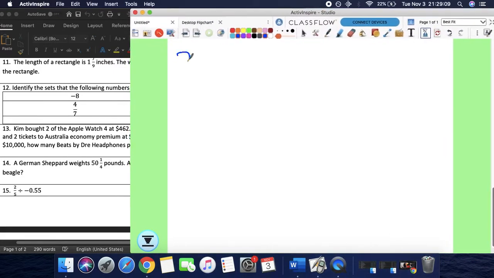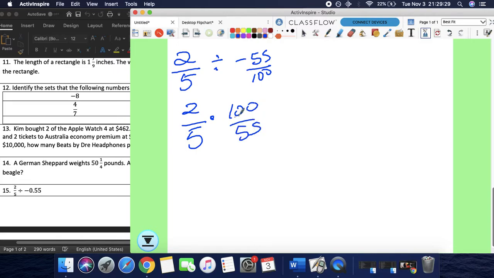Okay, that 2/5 divided by, automatically I'm changing that to a fraction. Again, it's your choice. You could have changed 2/5 into 0.4 and then just divided. I think you'd rather divide with fractions. So let's change that to this. Okay, we change to the reciprocal.